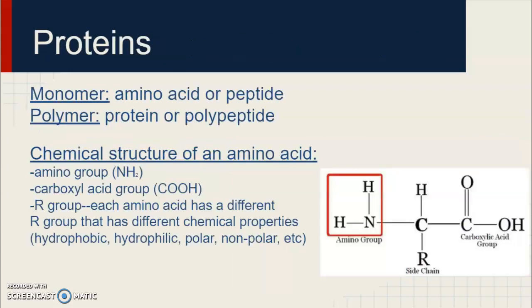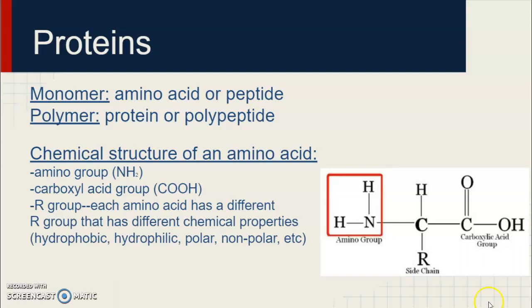First up are proteins. The monomer here would be an amino acid or a peptide. You can use either word, they're both equally correct. The polymer would be a protein or a polypeptide. That just makes sense, because if you have one peptide, it's just that. But if you have many, poly means many, right? Polypeptide for the polymer. Get it? Maybe?